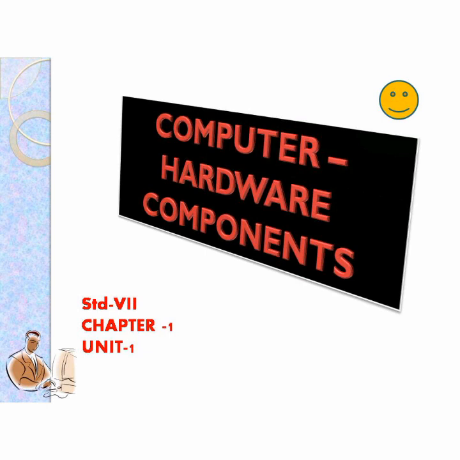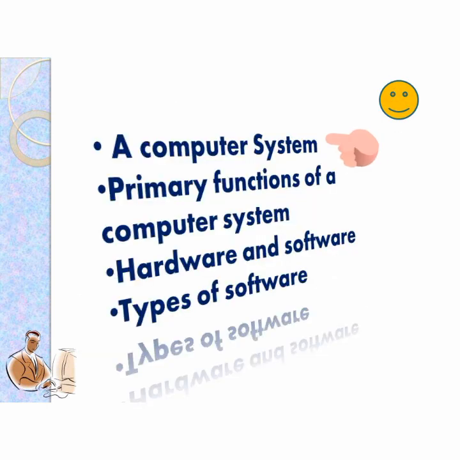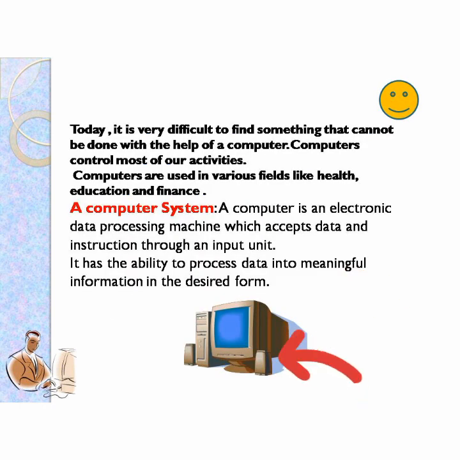Chapter 1, computer hardware components. In this chapter we'll discuss a computer system, primary functions of a computer system, hardware and types of software. Today it is very difficult to find something that cannot be done with the help of a computer. Computers control most of our activities like health, education and finance department.